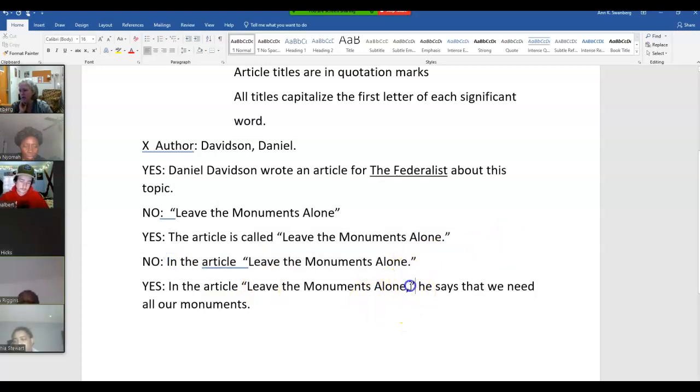So remember, commas connect and periods separate. And if the thought needs to go together, you need a comma and not a period. Both the period and the comma go inside those quotation marks. Okay? All right. Good. All right.